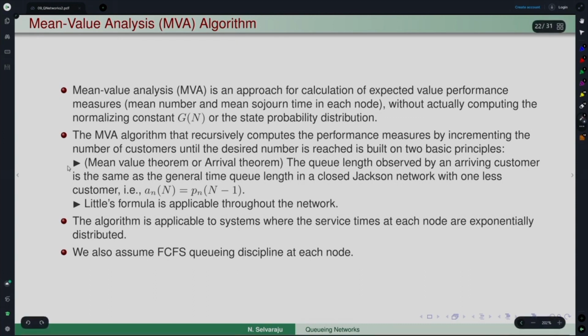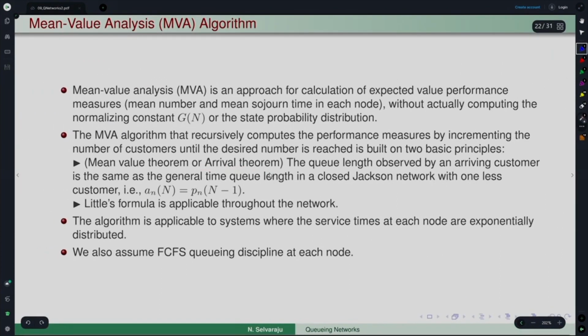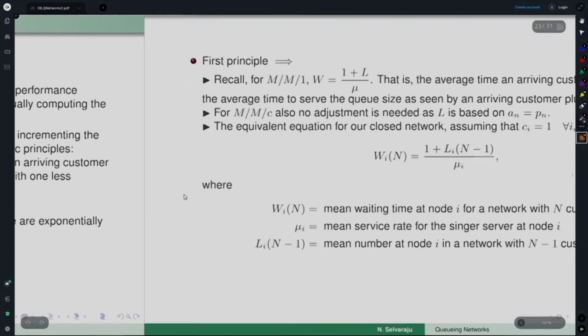Now, the two principles give us the steps of how to compute the quantities, which are the mean number and mean sojourn time, in a recursive form for each node. Now, let us look at the first principle, which is the arrival theorem. The queue length observed by an arriving customer in an N-customer network would be the same as the queue length observed at an arbitrary time with N minus 1 customers in the whole network. That is what is the case.